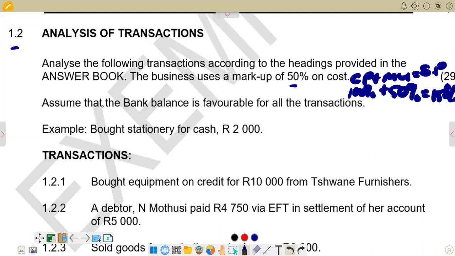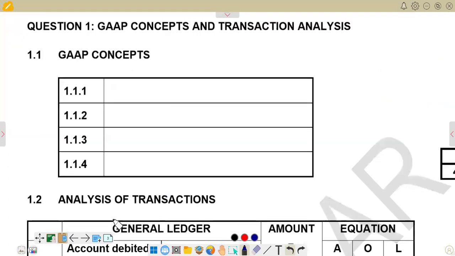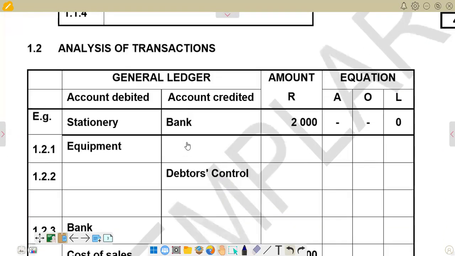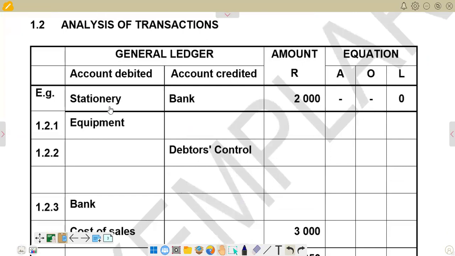Then the question continues: assume that the bank balance is favorable for all transactions. We are given an example: bought stationery for cash, 2,000 rands. Then on the answer sheet that you are given in the answer book, we can go back and see what we have on the answer section. Remember, we are looking at 1.2, and we're given an example there of this stationery.